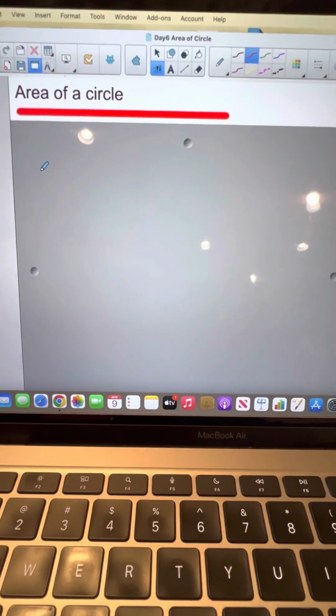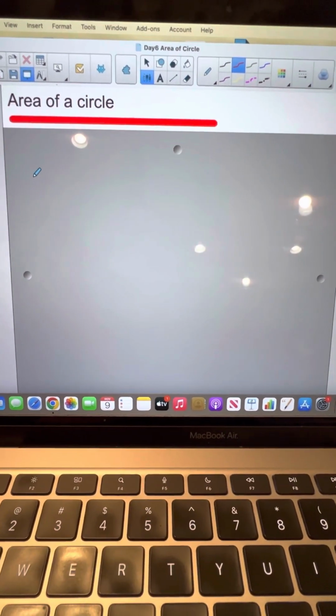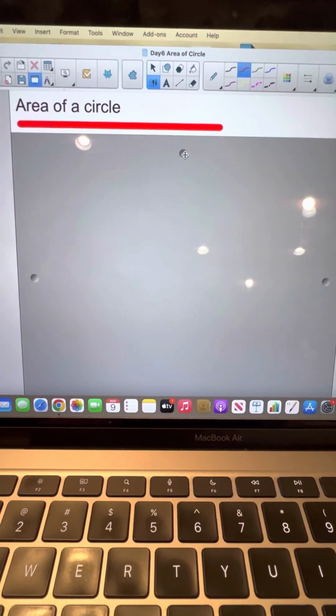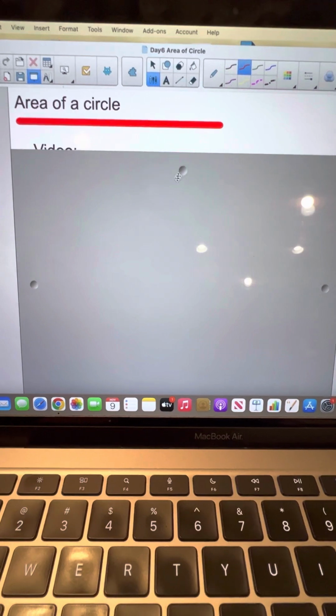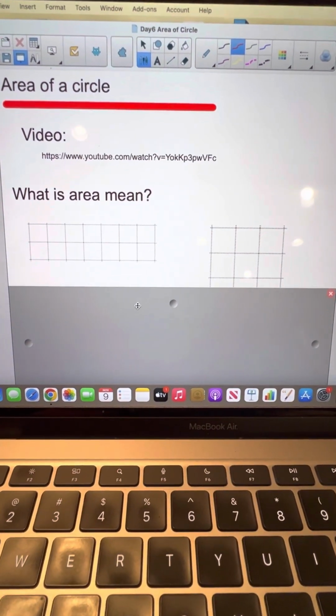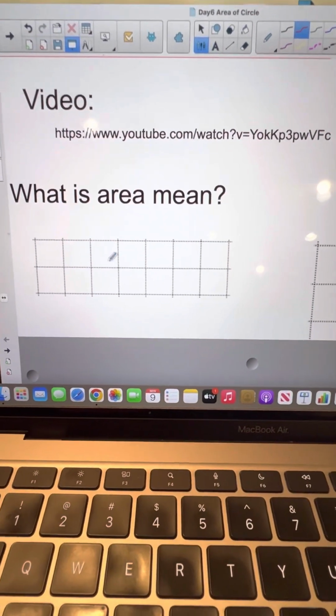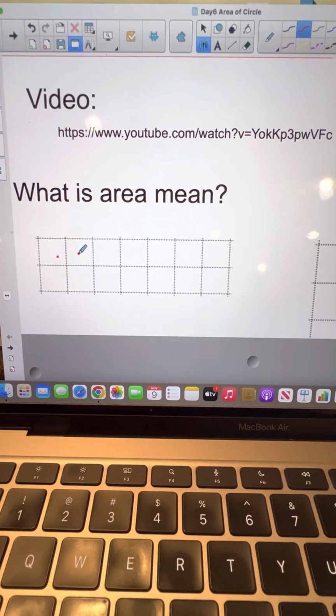Here is a quick little video on how to find the area of a circle. So we took notes today, just on a couple, but just a quick refresher from when you were in elementary school. One of the things we did when we found an area is we counted all the little squares.